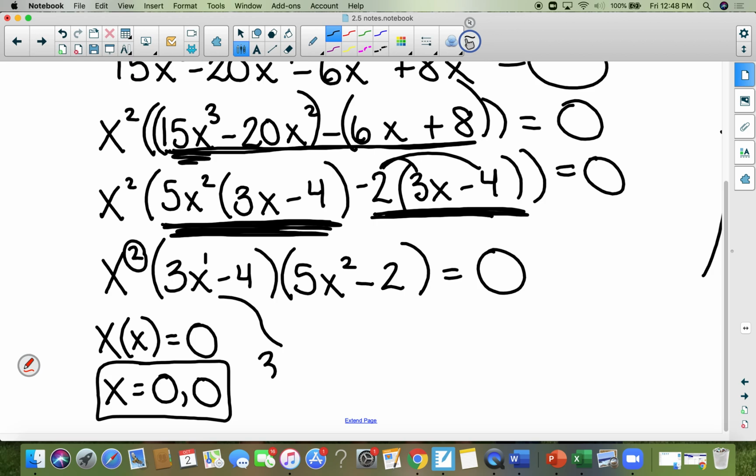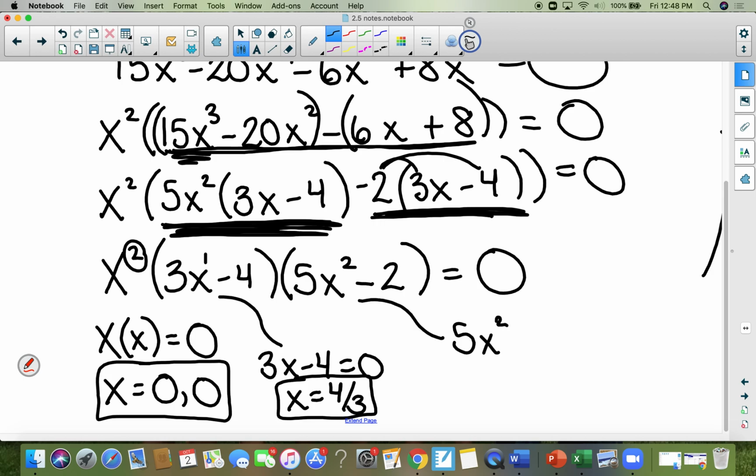Here's another answer, 3x minus 4 equals 0, so x equals 4/3. That's a 3rd answer. And the other 2 are hiding in here, 5x squared minus 2 equals 0. It does not have a middle term, so you have to add 2 to both sides. You have to divide by 5.